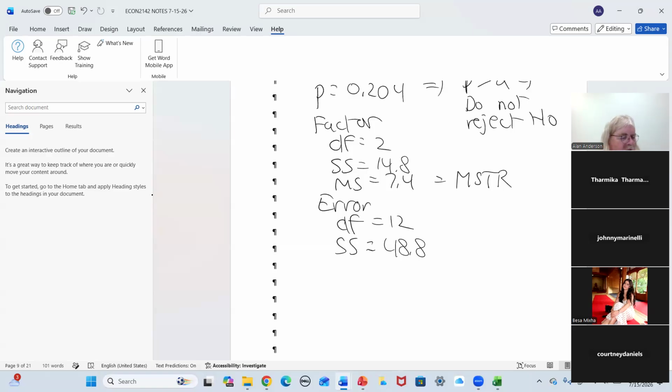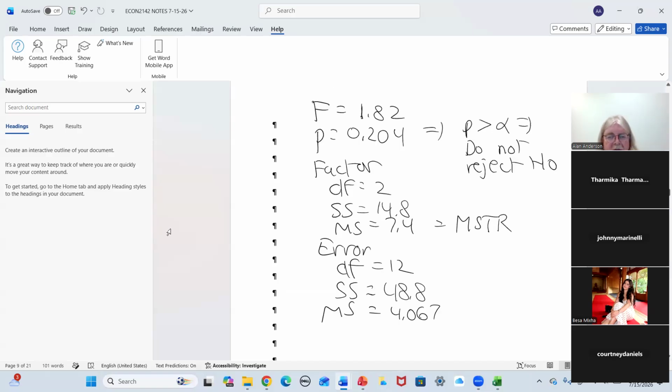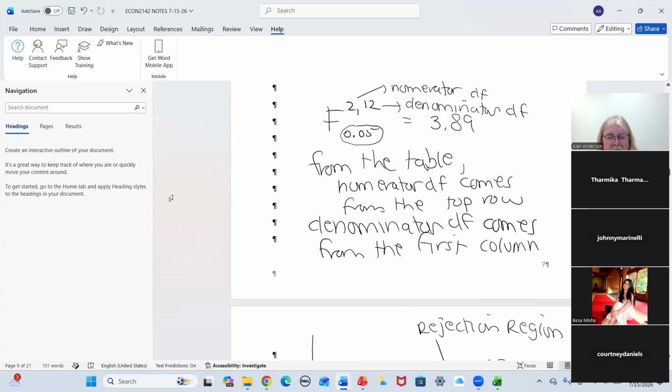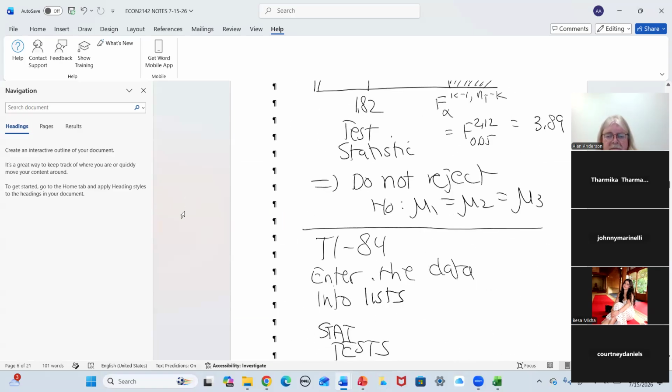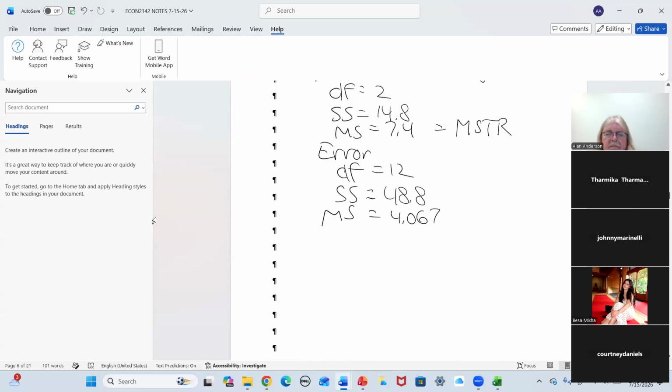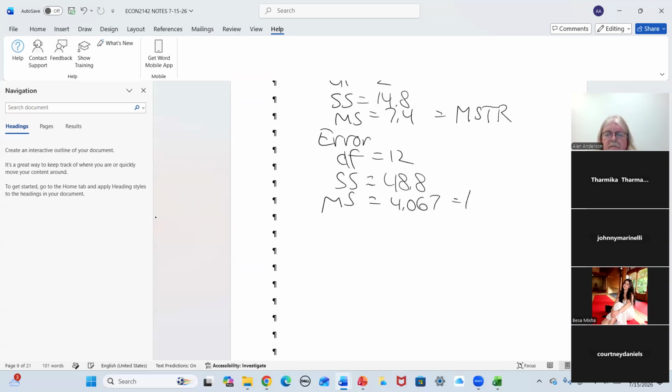And then there's another entry here. MS is 4.067. That should look familiar. And if you scroll back, you'll realize that that's what we got for the second one, which is called MSE. And there's also a standard deviation listed there. We don't really need it right now. This is for the more advanced versions of ANOVA.